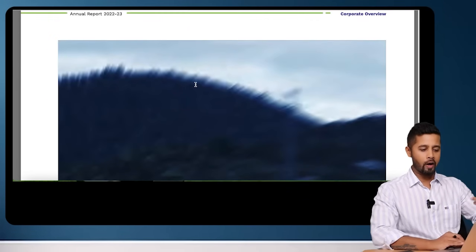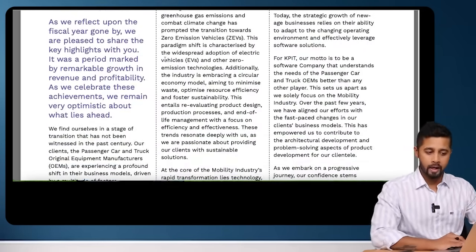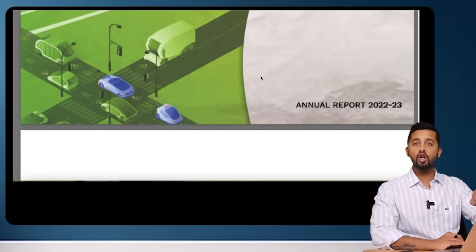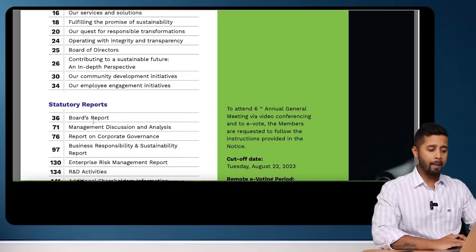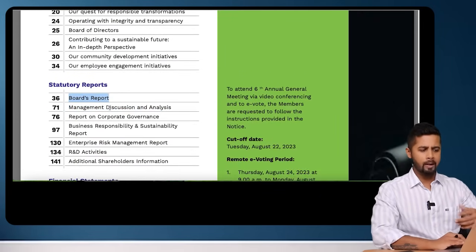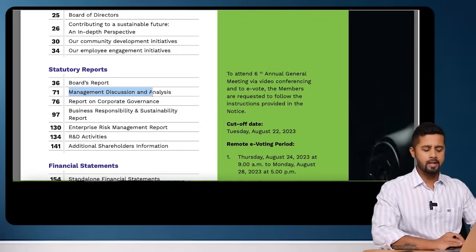Then second, you also have the letter from the CEO and MD as well. So this is the first thing you've got to read. Once you do this, you will get a fair understanding. The second important aspect is that every annual report will have a section called management discussion and analysis. Before that, you also have the board's report and all of that, but this is very important: management discussion.